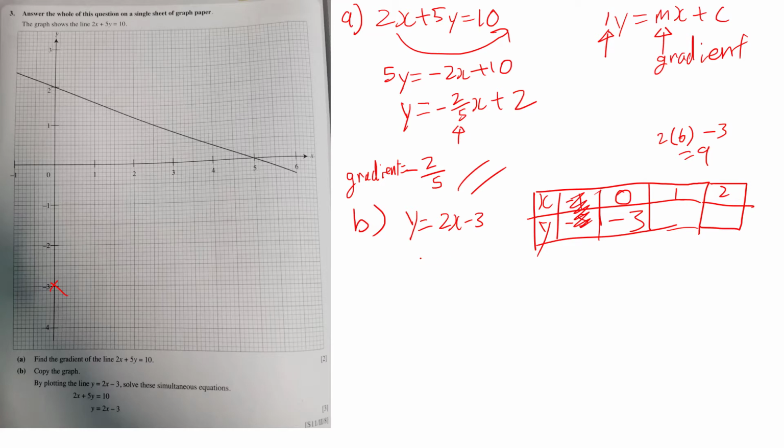So when x is equal to 1, y is equal to 2 minus 3, y is equal to negative 1. Then when x is 2, y is equal to 2 times 2 minus 3, I will get 1. So let's see, (2, 1), which is down here. Not ideal, but doesn't matter. So now I have 3 points. I can connect all of them.